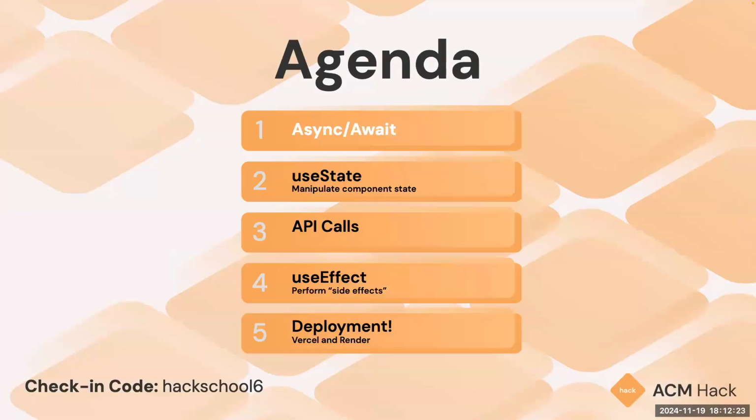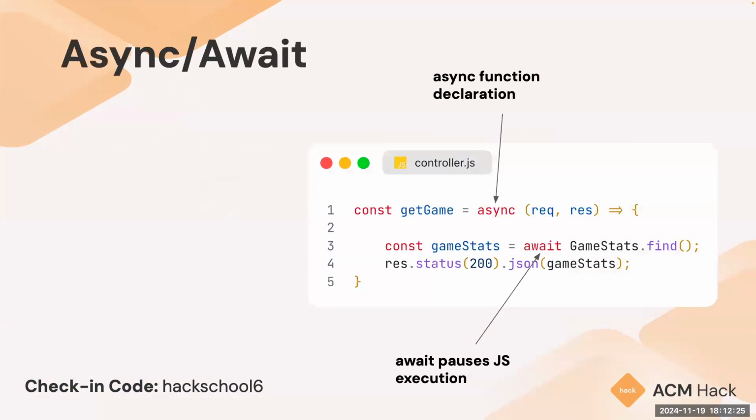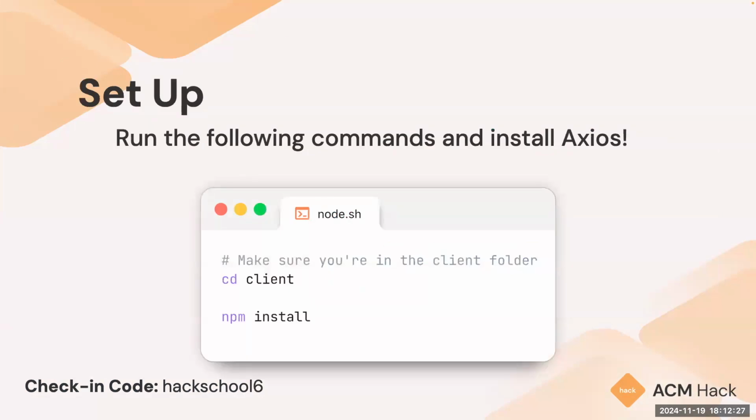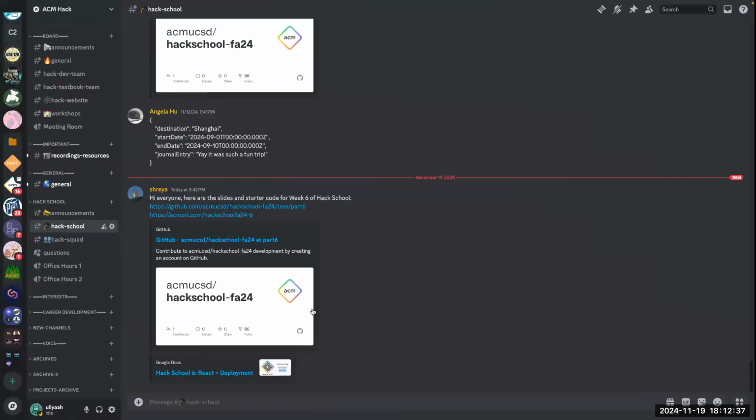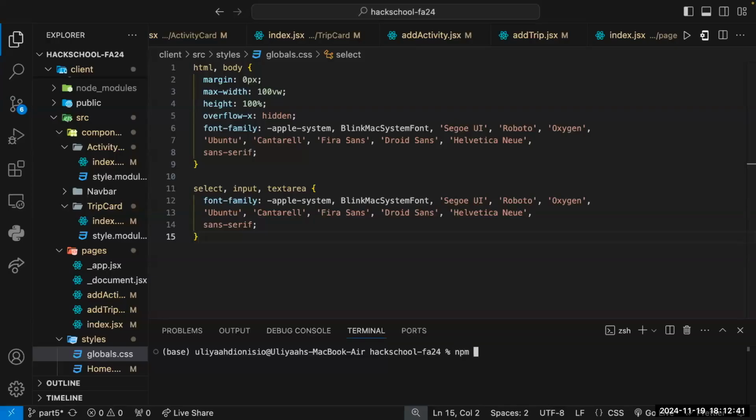Today we'll first talk about async/await. Also, a really quick setup thing: CD into client in your terminal and do npm install Axios. If you want me to write it down here, npm install Axios, and make sure that you're CD'd in client.